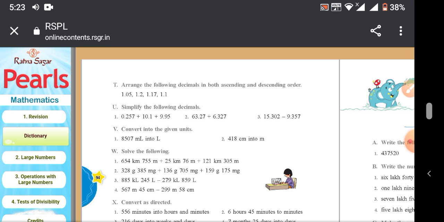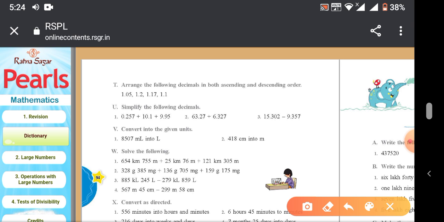Arrange the following decimals in both ascending and descending order: 1.05, 1.2, 1.17, 1.1. So first we have to arrange these numbers in ascending order. Ascending means smallest to greatest. So to find the smallest number, we have to compare the numbers.